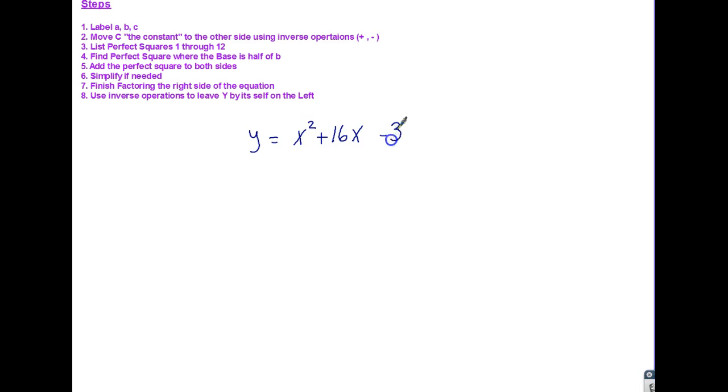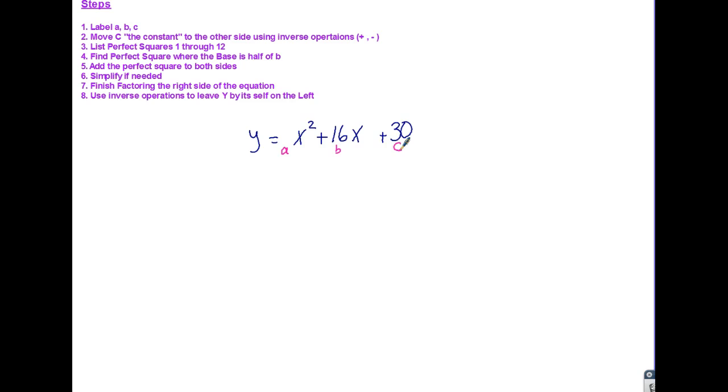minus 30. Or plus 30. To start the conversion, we need to label our ABCs. So, A is 1, B is 16, C is 30.